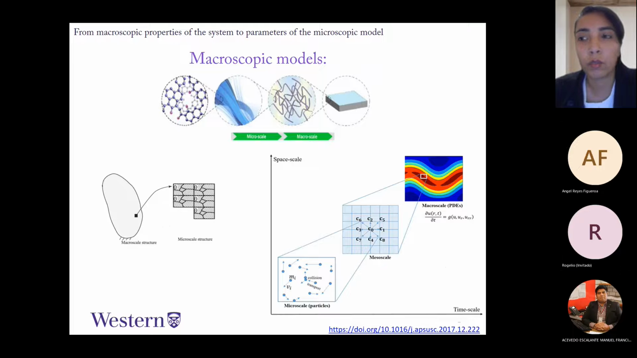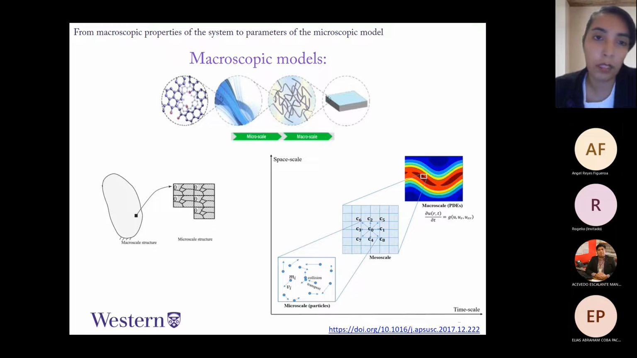scientists resort to microscopic models because they can explain the behavior of the system in full details and consider activities at molecular levels. Some microscopic models are like molecular dynamics.